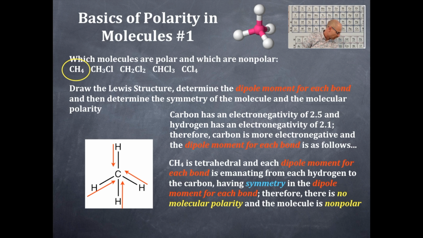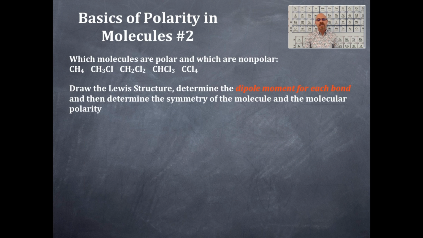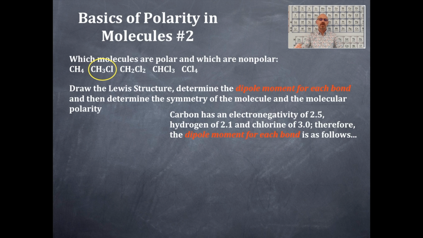Let's move on to the next one here. So the next one is right here. We're going to do the same thing, the same set of order, except this one is chloromethane. That is CH3Cl. So we're going to first draw the Lewis dot structure. We're going to look at the electronegativity of each element. Carbon has an electronegativity of 2.5, hydrogen 2.1, and now we've added on a chlorine here of 3.0. Chlorine is the most electronegative element, and it is bonded to the carbon. The hydrogen is the least electronegative element. It's bonded to the carbon.